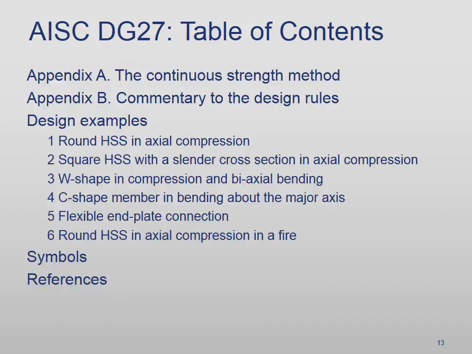There are a couple of appendices in the design guide. I'll mention Appendix A, the continuous strength method. Appendix B gives a commentary to the design rules if you're wanting to look in deeper and find the background to them. And then there are 6 design examples which illustrate the application of the rules, as well as symbols and references.